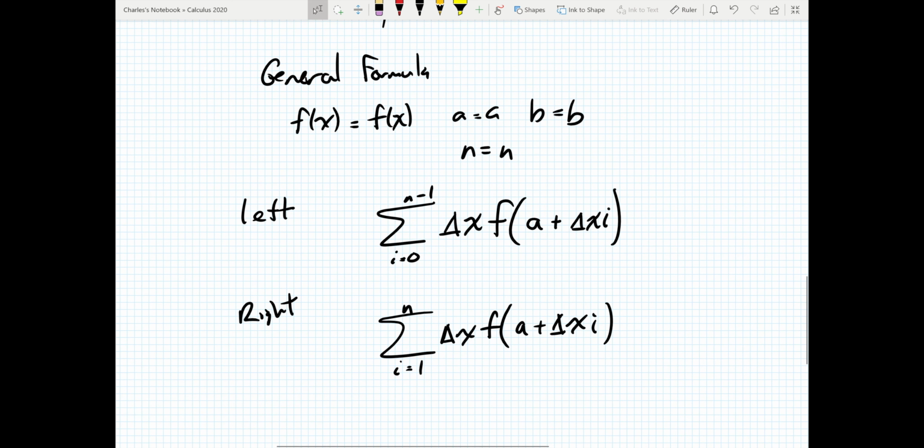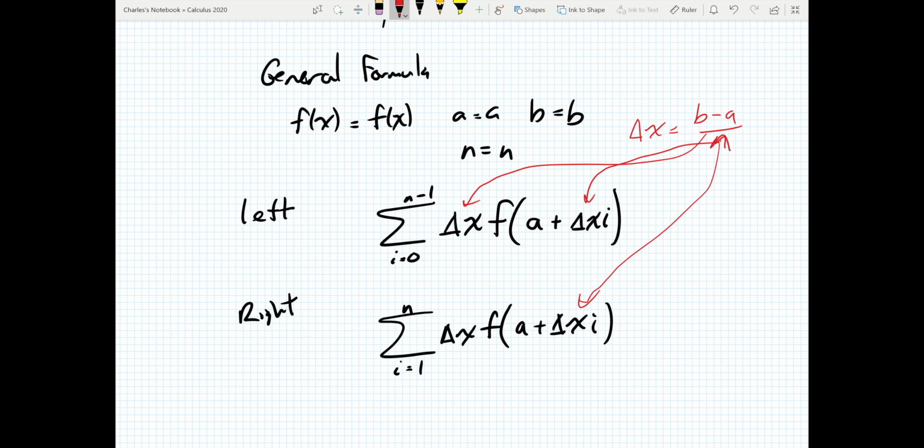And it's also important that you can understand what delta x is. Well, delta x is going to be b minus a divided by n. So you should be able to recognize this formula whether it has delta x in there or whether it has this b minus a over n. It kind of gets confusing with all of those arrows.